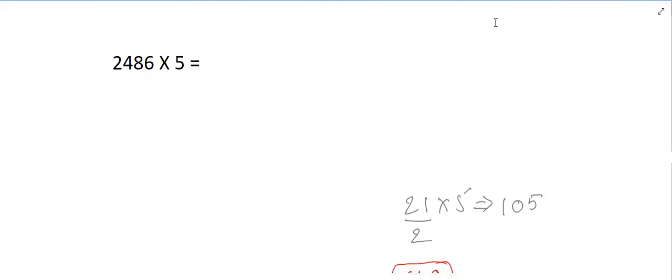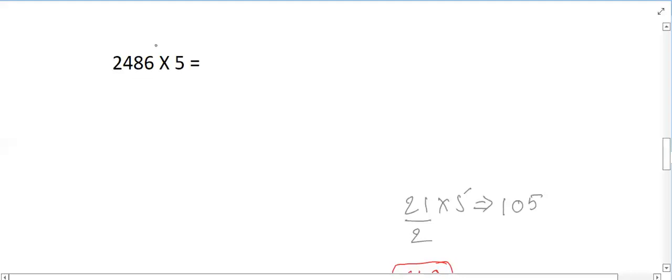In that way, Ayesha is going to explain this question. Ayesha. Yes, sir. 2486 divided by 2 is 1243. And what is the remainder? It's 0, so we'll add 0. That's all. That is the answer.